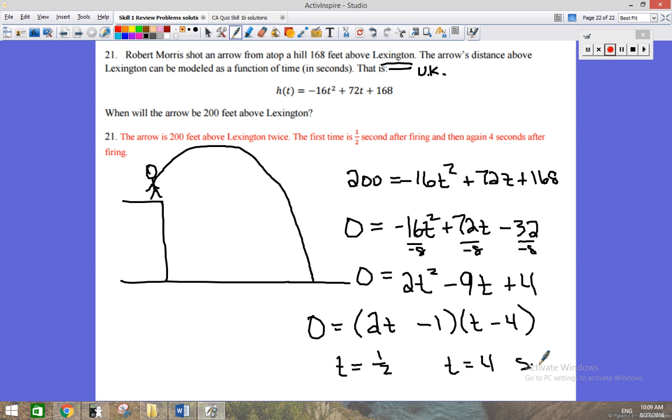So this represents seconds. So what's going on? Well, in the picture, immediately after Robert Morris shoots the arrow, a half a second later, he's already on top of a 168-foot hill, so it doesn't take very long to reach the 200. In half a second, the arrow is 200 feet above Lexington. Then it goes up to some maximum height, and on its way down, it passes through a height of 200 feet again. That's why there's two answers. Once as the arrow's on the way up, and then once on the way down.